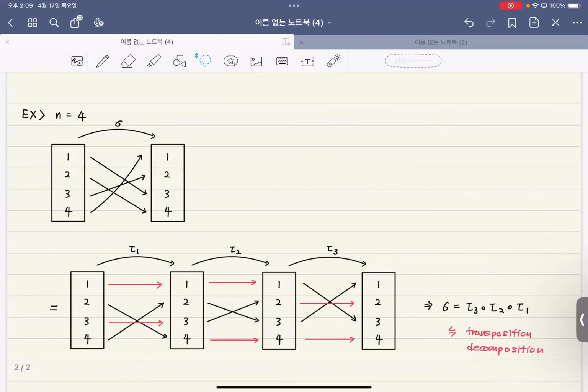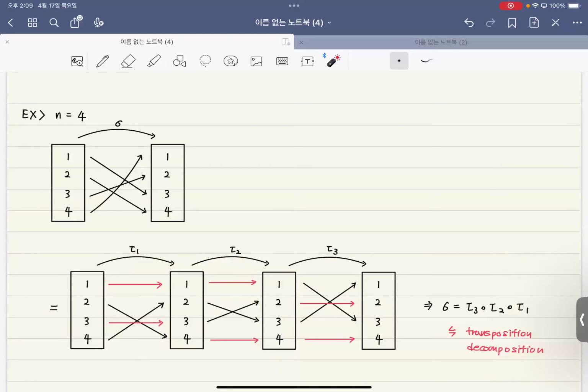This is a very easy example. I just came up with some random permutation sigma, a 4 permutation. It looks quite random: 1 goes to 3, 2 goes to 4, 3 goes to 2, and 4 goes to 1. So this is clearly a 4 permutation, and I will try to write this as a composition of transpositions.